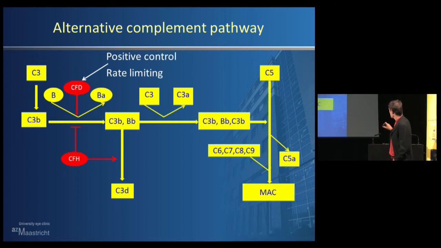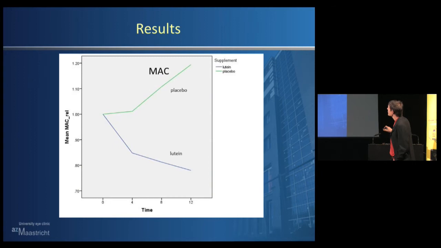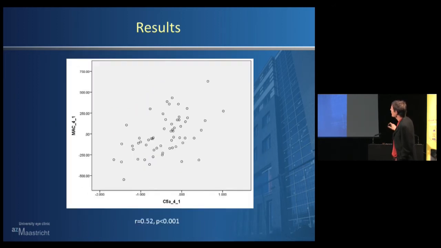But we went on, and we have also looked at the final membrane attack complex. I had no time to make beautiful graphs of this, so this comes directly from SPSS. And we see the same. We see a decrease in the lutein group and an increase in the placebo group, which is significant. And if you look at the change in C5a, this is very significantly related to the change in the membrane attack complex.